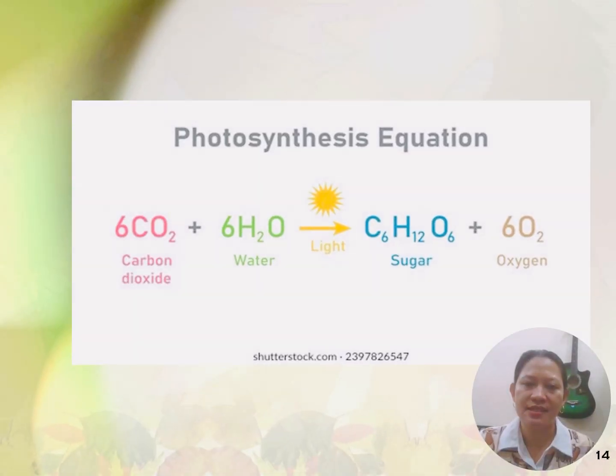As given here in this slide, this is the usual equation that we use: 6 carbon dioxide, 6 water, light energy will produce 6 oxygen gas and sugar.